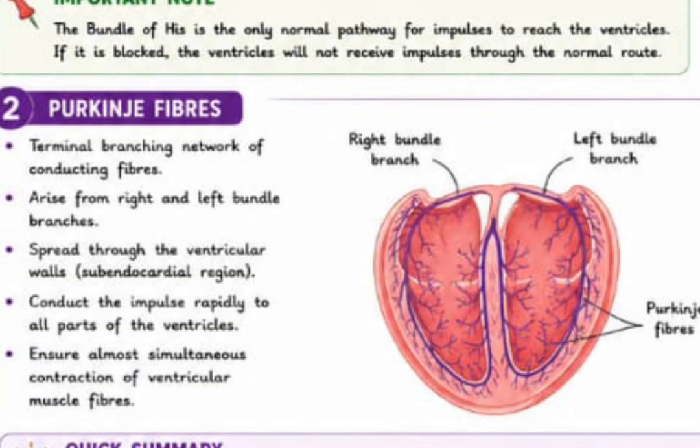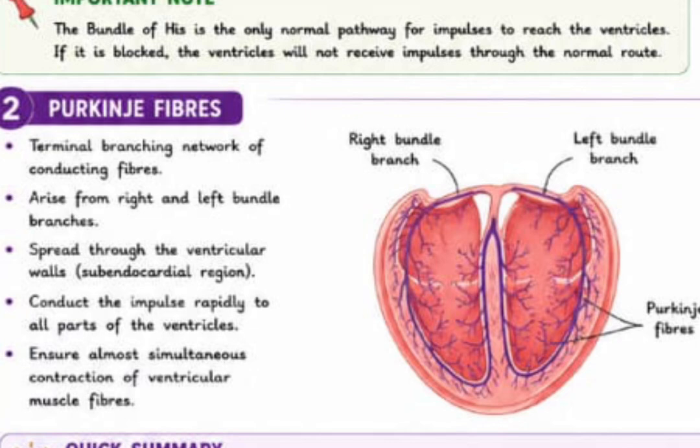Now, the Purkinje fibers are next. They are the terminal branches of the conducting fibers. After the right and left bundle branches enter the ventricle to stimulate it, they give off tiny branches called the Purkinje fibers. The right bundle branch gives the right Purkinje fibers, and the left bundle branch gives the left Purkinje fibers. They spread into the ventricular region, going deep into the subendocardial region, the endocardial region.